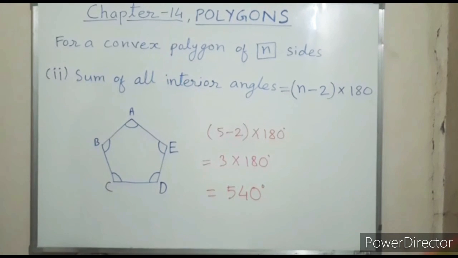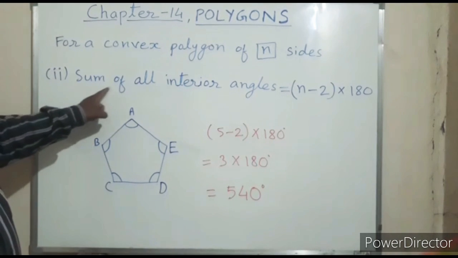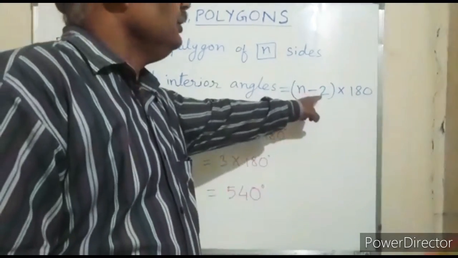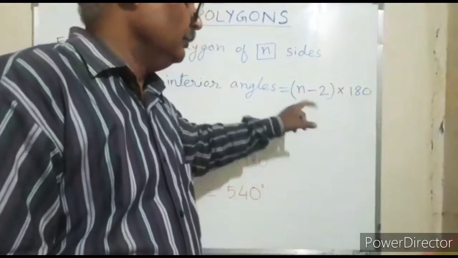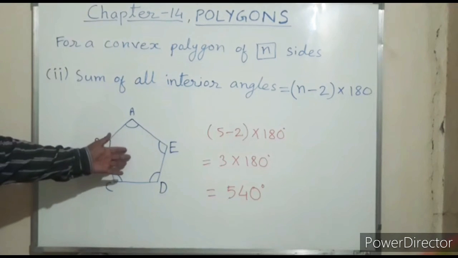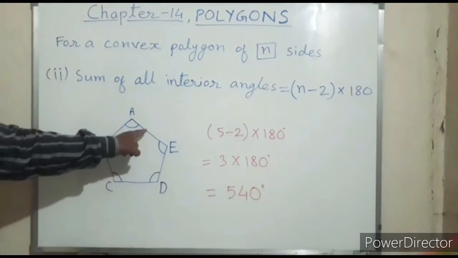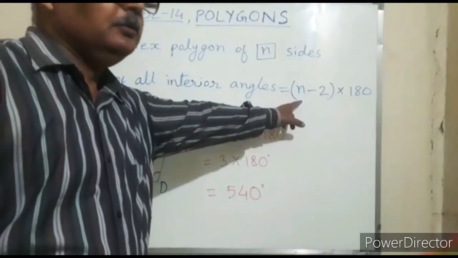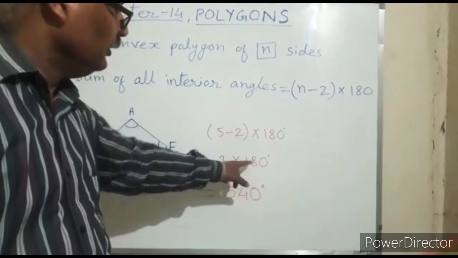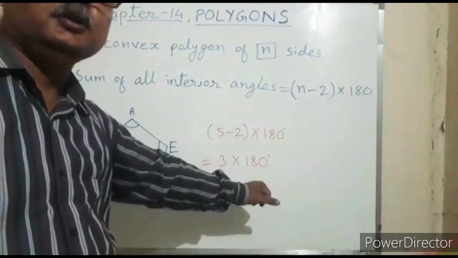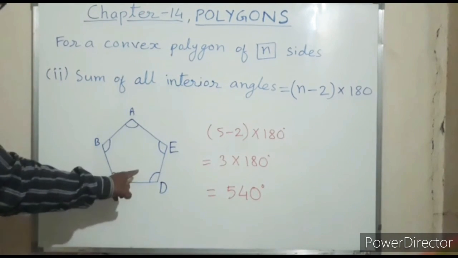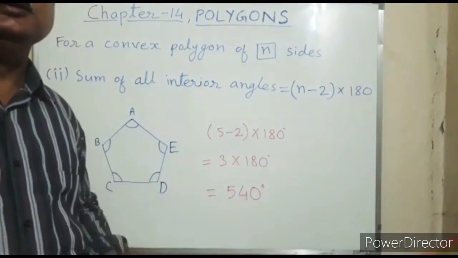See the next formula, that is for the sum of all interior angles. The formula is (n minus 2) into 180 degrees. Here n is the number of sides. Take one example. I took a pentagon. It has 5 sides. In place of n, if we put 5, 5 minus 2 gives you 3. 180 into 3 gives you 540. It means the sum of the 5 interior angles of this polygon is 540 degrees.